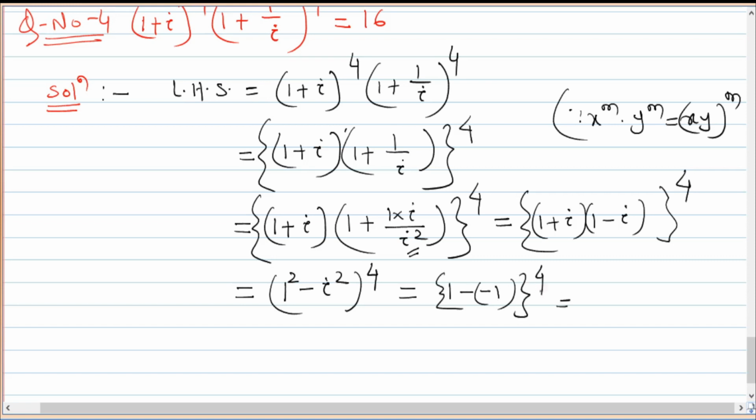So 1 plus 1 is 2, and 2 to the power 4 is 16, which is equal to RHS.